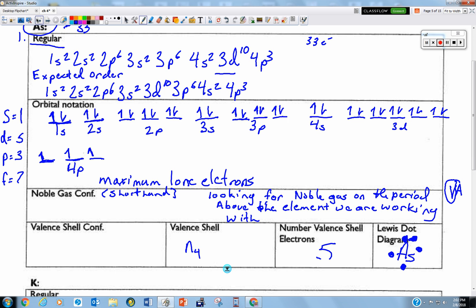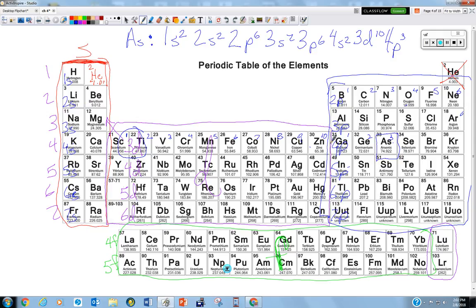So again, what element are we working with? We are working with arsenic. So I'm going to look at my arsenic, which is right here, and I want to know what noble gas is immediately above it. So the noble gas that is on the row above is argon. Alright, now with that in mind, what noble gas configuration does is allow us to eliminate part of all of this.